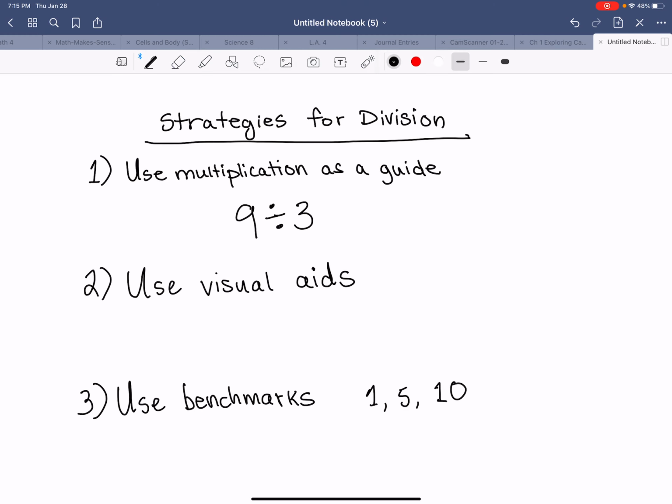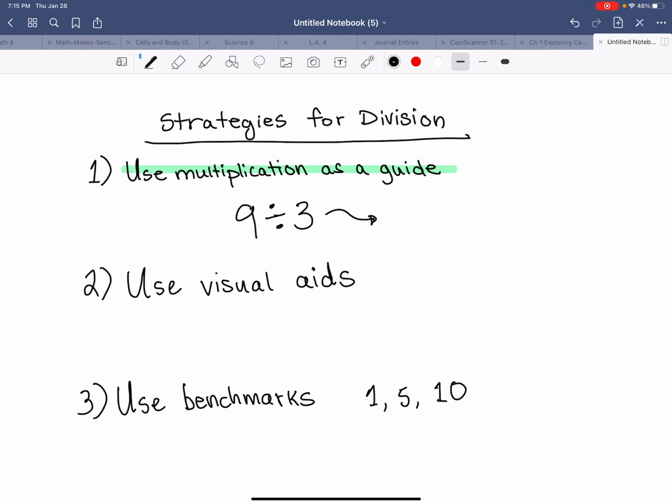This is going to be a short video on strategies for doing division. So the first strategy we're going to talk about here is using multiplication as a guide. Usually you learn multiplication first, you start to memorize your multiplication tables before we start to learn division. And so division is really just the inverse of multiplication. So every division question we can think of as a multiplication question.